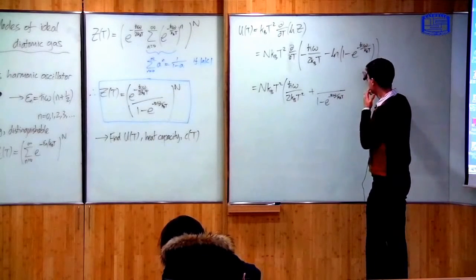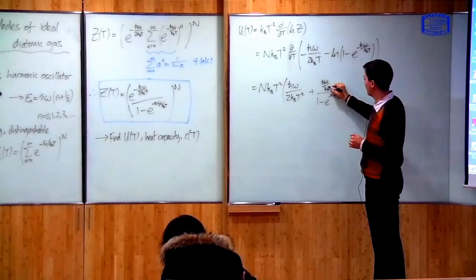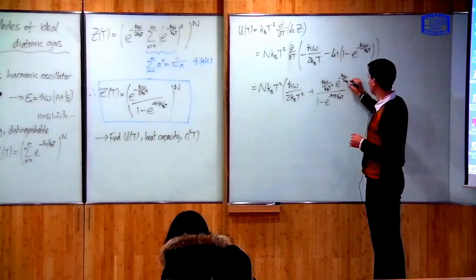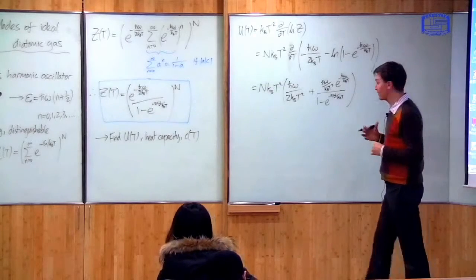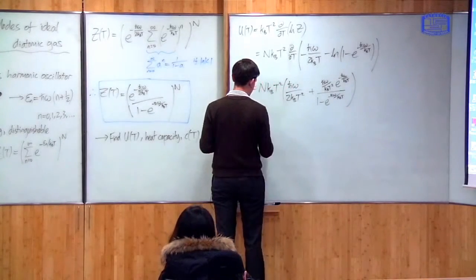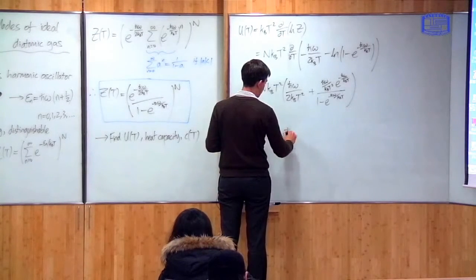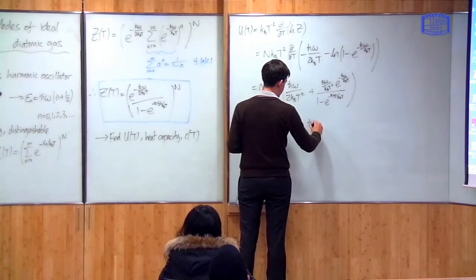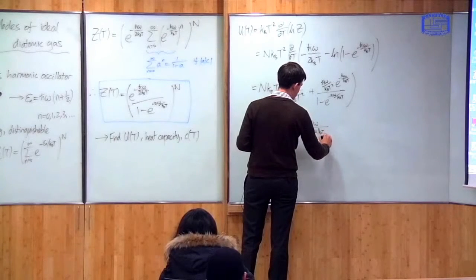Multiplied by the derivative of this, which is h bar omega over kBT squared times e to the minus h bar omega over kBT. And this simplifies quite nicely. The first term gives me N over 2 h bar omega. The second term gives me N times h bar omega over e to the h bar omega over kT minus 1.